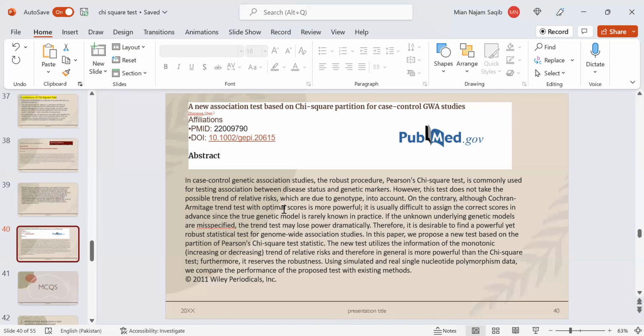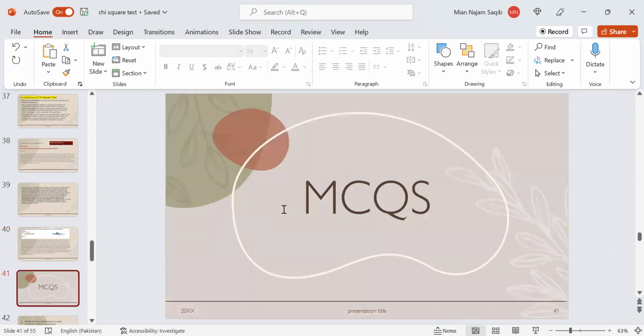In this paper, we propose a new test based on the partition of Pearson's chi-square test statistic. This new test utilizes information of the monotonic trend of relative risks and therefore in general is more powerful than the chi-square test. Furthermore, to preserve the robustness, using simulated and real single nucleotide polymorphism data, we compare the performance of proposed tests with existing methods.